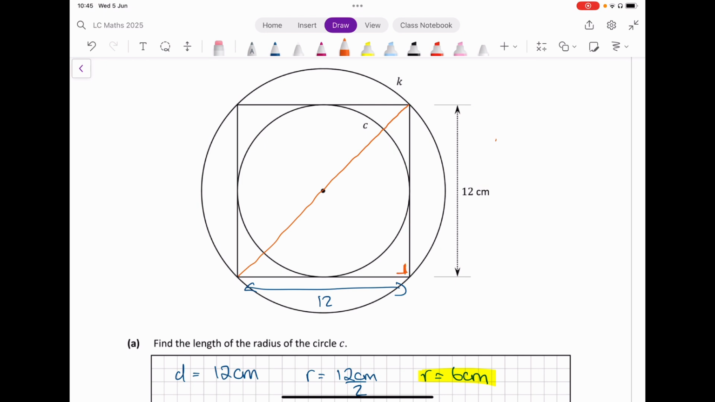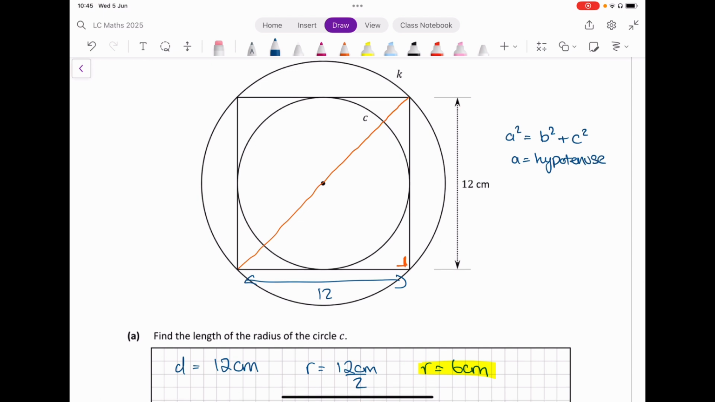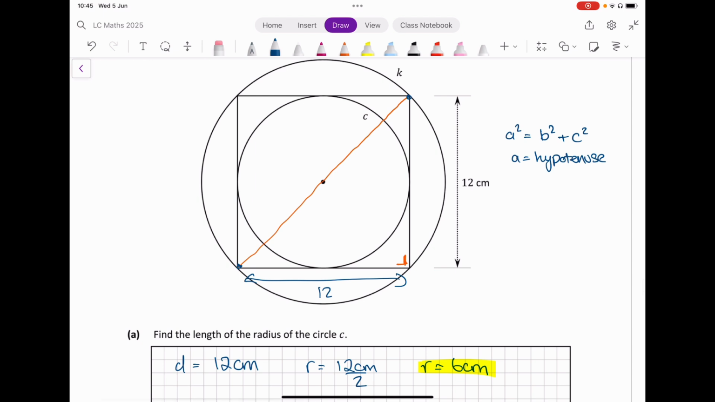Where A is 12, sorry about that. If we go A squared is equal to B squared plus C squared, and remember that A is always the hypotenuse, the longest side, that hypotenuse here is the diameter, so the diameter squared is going to be equal to 12 squared plus 12 squared. Sorry, that squared should be outside the brackets.